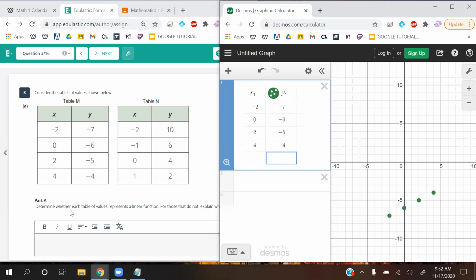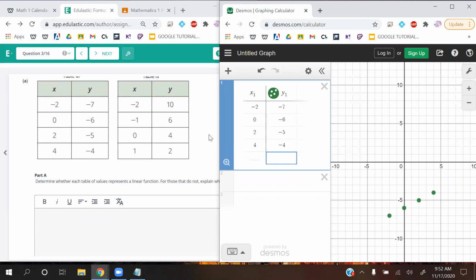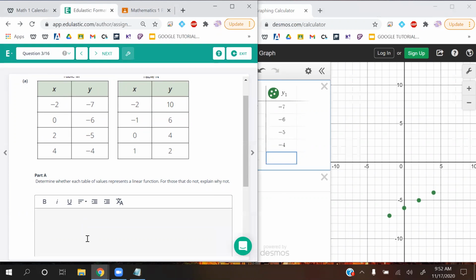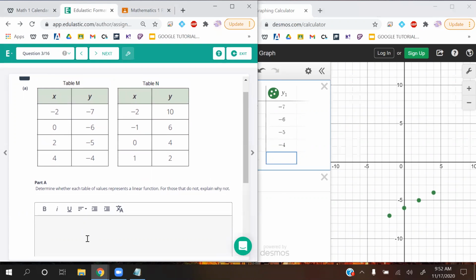Yes, table M represents a linear function because the dots make a straight line. When I entered the table values in here, they made a straight line. And so, therefore, it is a linear function because the dots are in a straight line. Table M is a linear function because the points form a straight line.